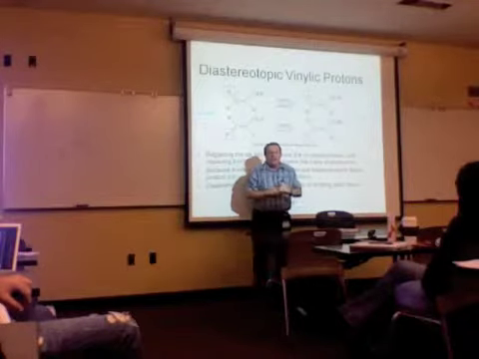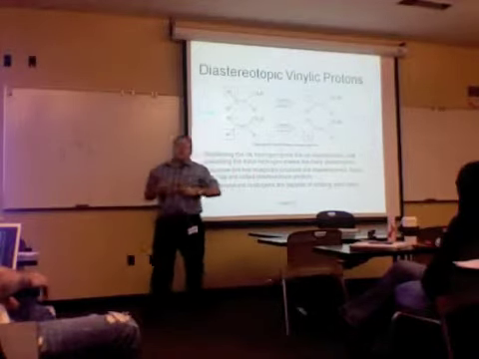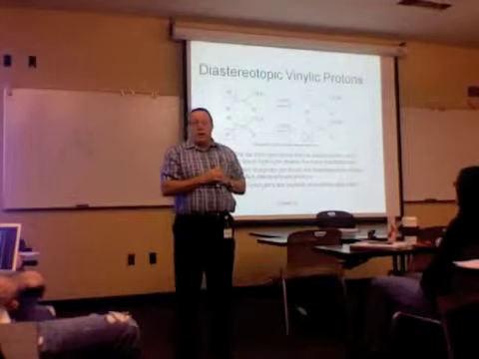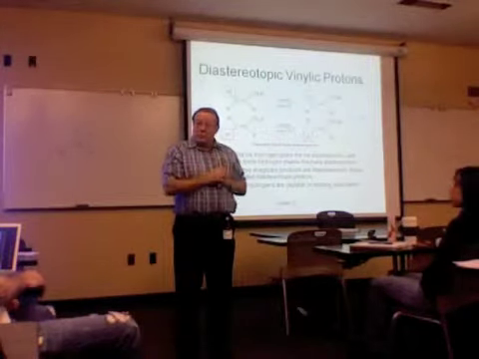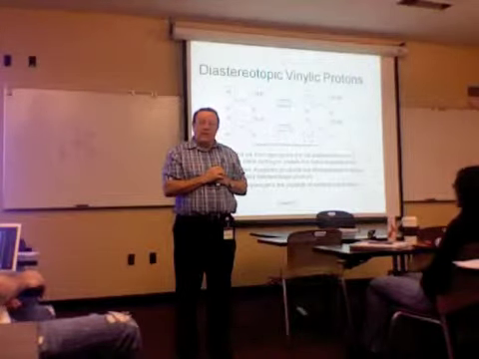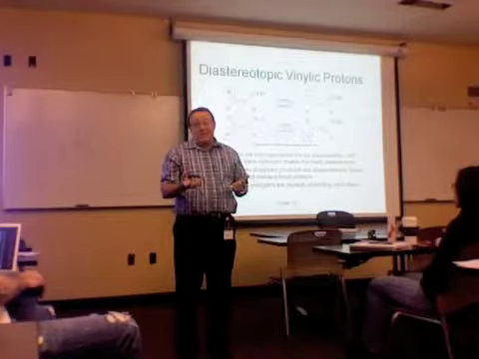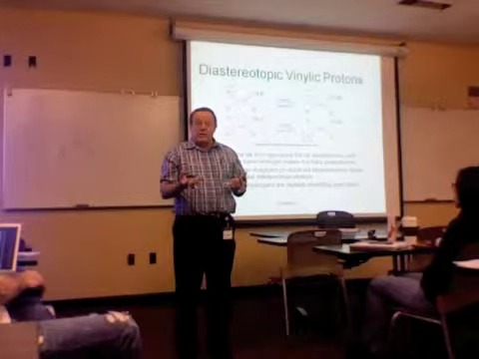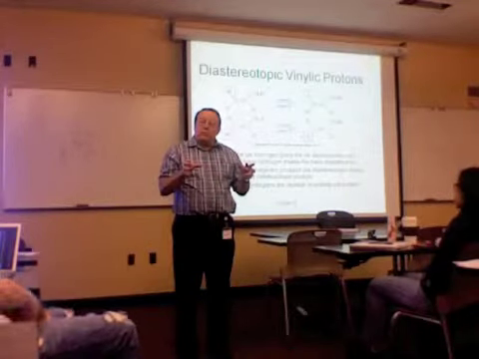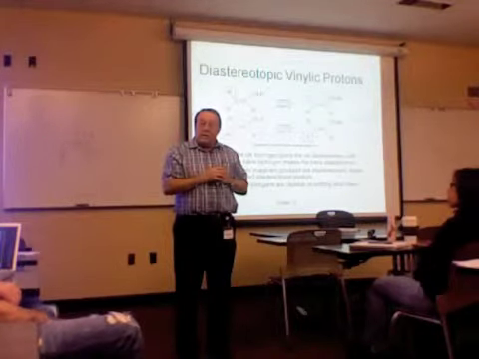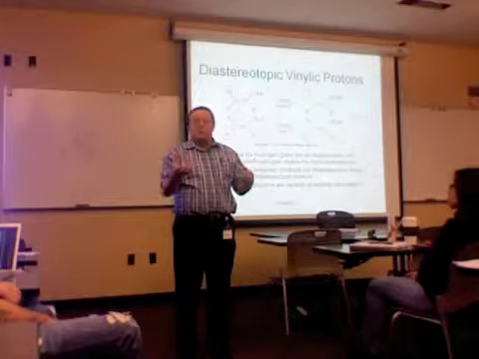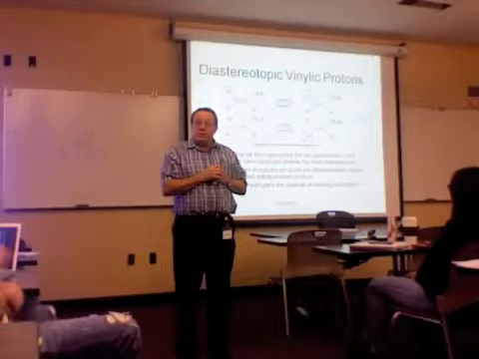What's a diastereomer? Diastereomers are stereoisomers that are not mirror images of one another. They're not enantiomers. Because remember, one type of stereoisomer is enantiomers, which are mirror images. But either around a double bond or if I have multiple chiral centers, I can have isomers that are stereoisomers, but they're not mirror images of each other.